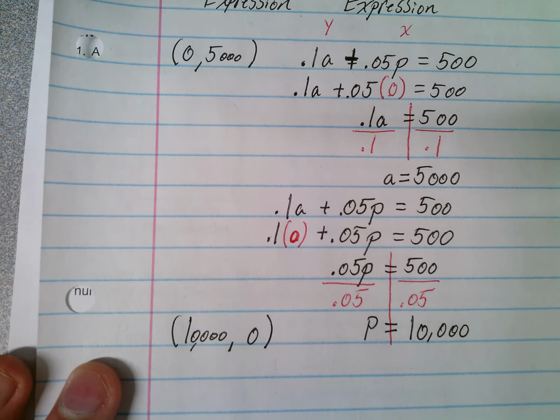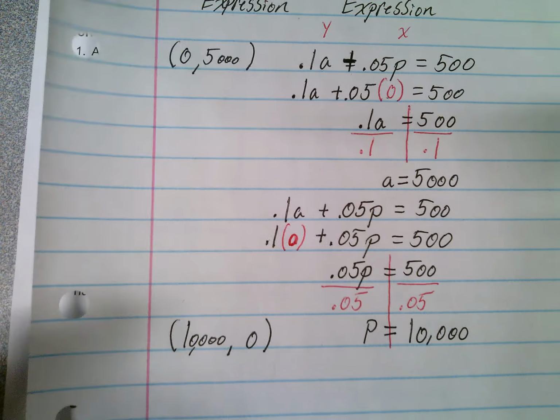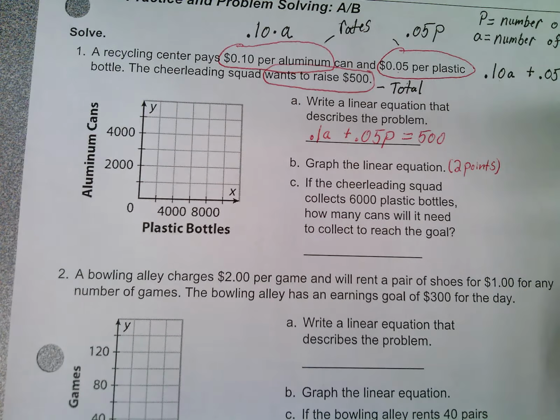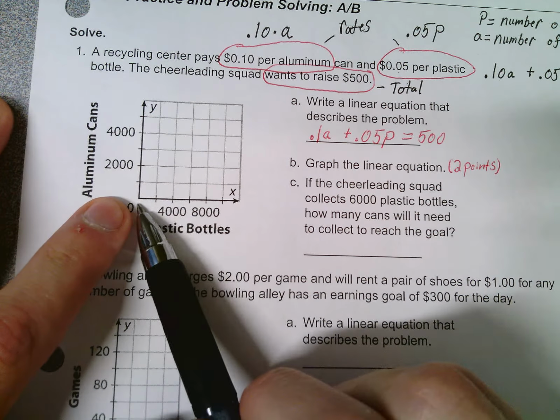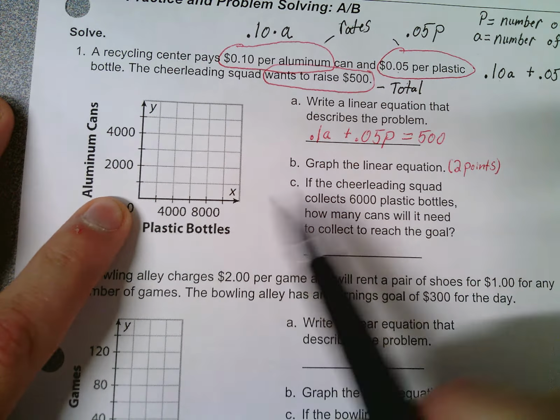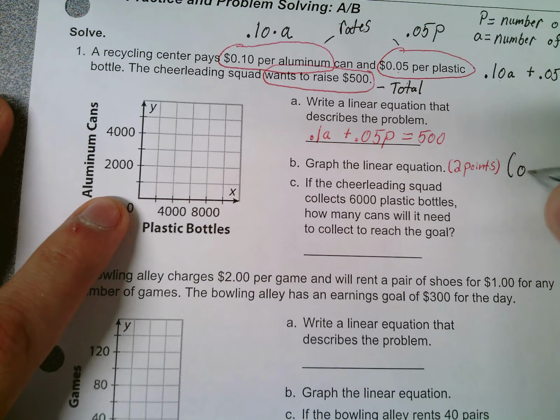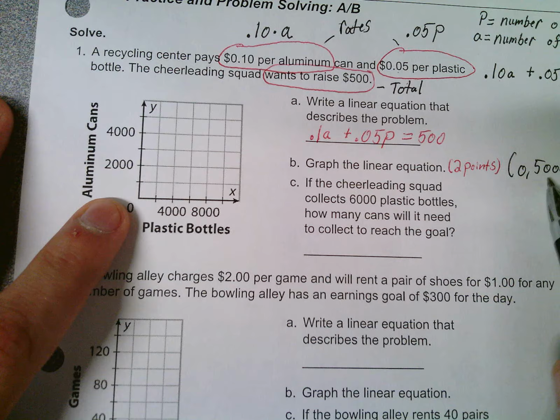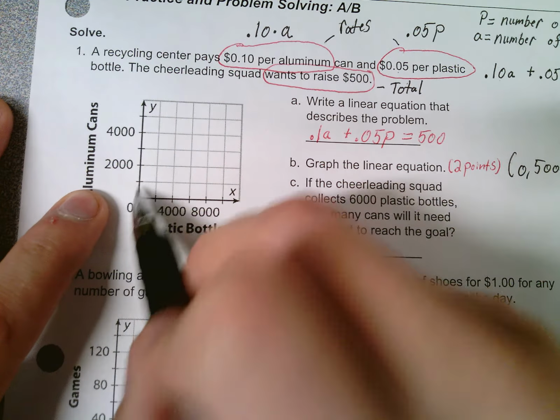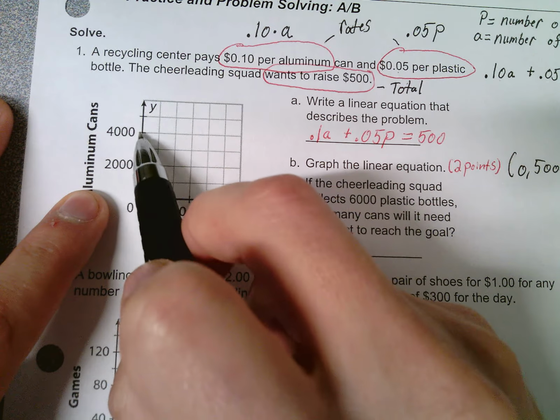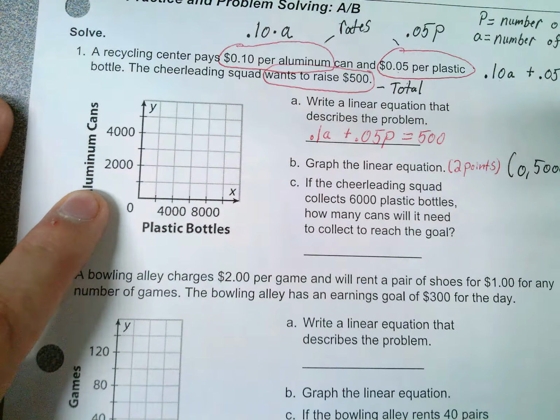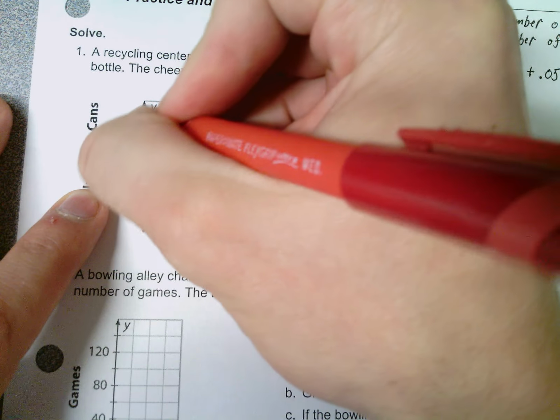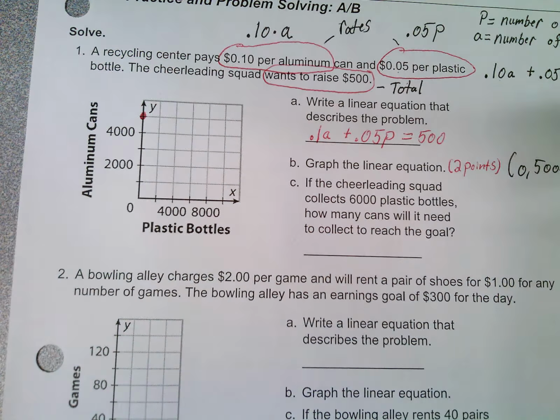So let's graph those 2 points and see what kind of information we can obtain from this function. So I've got 0, 5,000. Remember, I had 0, 5,000. And this was my plastic bottles to aluminum cans. So my aluminum cans is my Y. It looks like this goes by 1,000: 1,000, 2,000, 3,000, 4,000. 5,000 would be right here. 0, 5,000 is right there on that line.